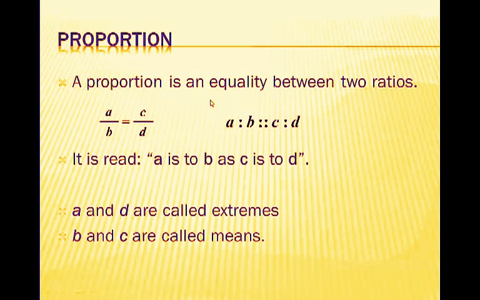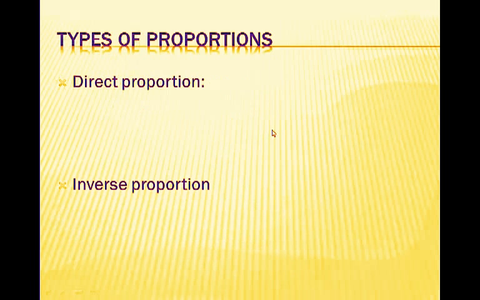A proportion is an equality between two ratios. A over B is equal to C over D. Or, in the other way, you can read it A is to B as C is to D. In this case, A and D are called the extremes. B and C are called the means. Again, A and D are the extremes, B and C are the means.